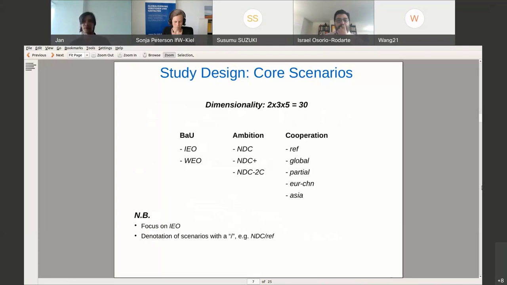In total we have 30 counterfactual scenarios with respect to the two baselines. In the paper that we have written up and also in this presentation, I will focus on the IEO baseline in order to keep it more compact. And sometimes you will see an abbreviation just with a slash like NDC/REF, which then refers to the combination of the ambition level and the cooperation mechanism that we look at. So NDC/REF basically would stand for the status quo of the Paris Agreement, so the initial assessment that we make.